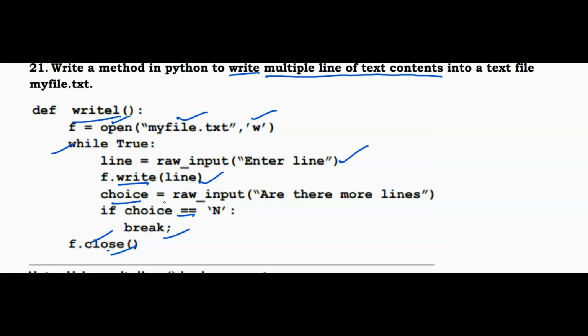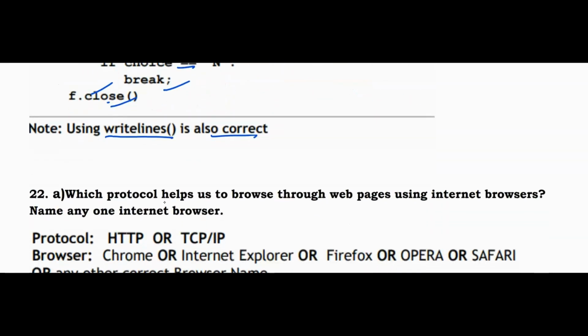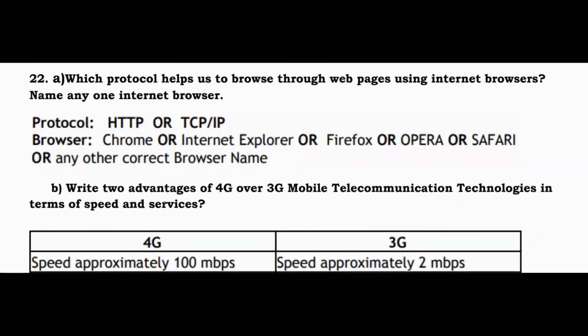In the loop we are going to write, which is very important. Here in this question we have used this while loop. Using write lines is also correct. So you can use write lines function also in this type of programs. Hope you all understood. The next question is, which protocol helps us to browse through web pages using internet browsers? Name any one internet browser.